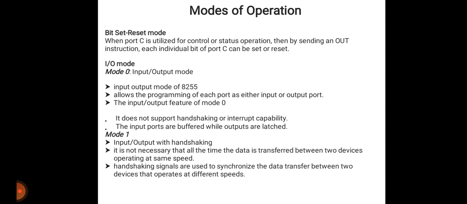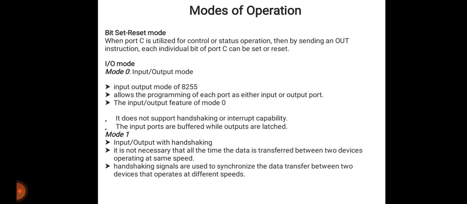We know that the input output mode is subclassified into three modes, that is mode 0, mode 1 and mode 2. So let's discuss the three modes. First of all, mode 0. Mode 0 is the simple input output mode of 8255, which allows the programming of each port as either an input or output port. The input output features of mode 0 are, first, it does not support handshaking or interrupt capability, and next, input ports are buffered while outputs are latched.